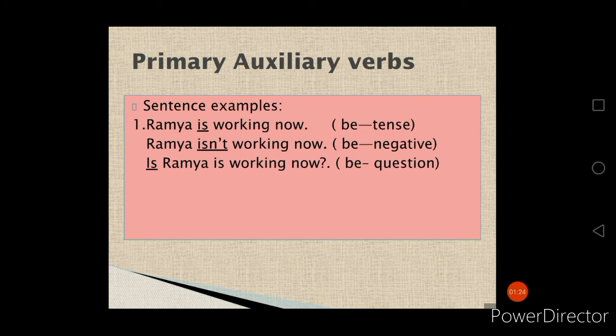In all the sentences, the helping verb is be. Same like this, do and have verbs help us to show the tense, to form the negative sentence and to ask questions also. Okay students, and also in some exceptional cases, all these be, do and have verbs can also be used as main verbs.